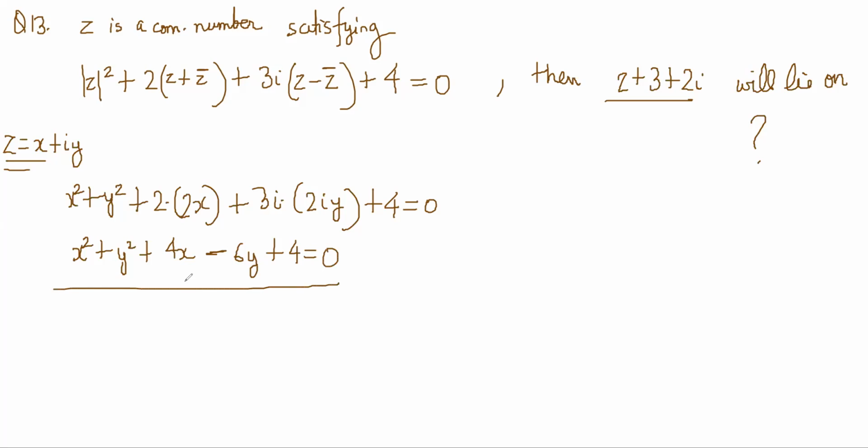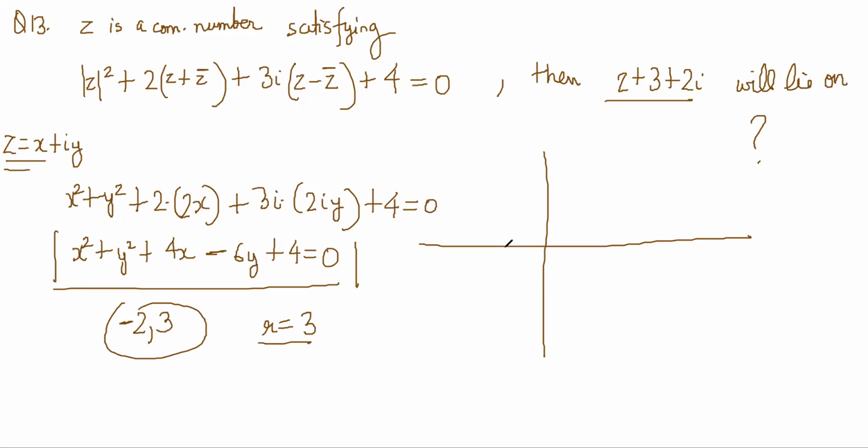What is this, dude? Why are you asking me this? This is z lies on a circle. Center is minus 2 comma 3. Radius is the square root of 4 plus 9 minus 4, so radius is 3. So plot it. Minus 2 comma 3 is the center, radius is 3, so it will touch the x-axis like this and cross over on this side.